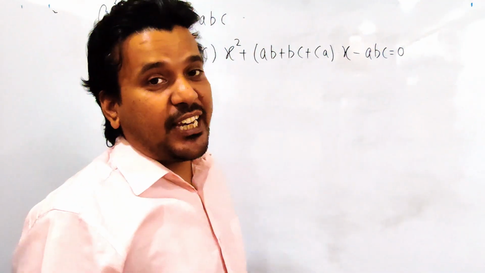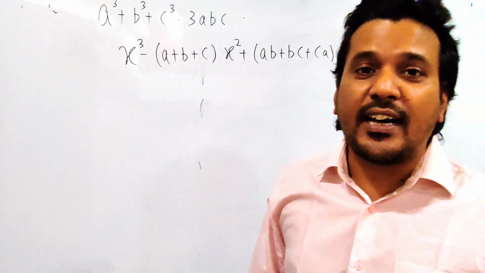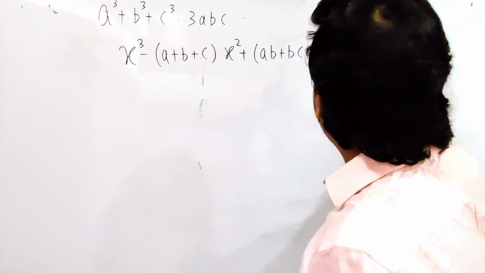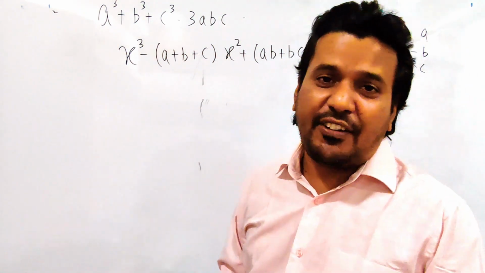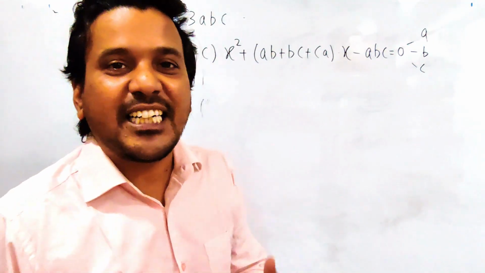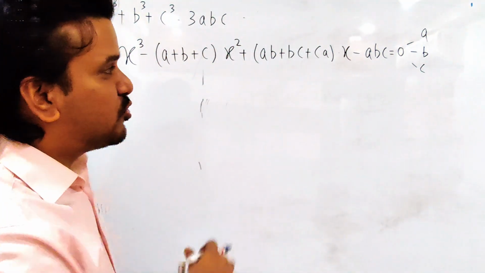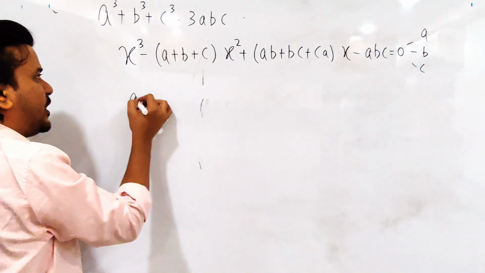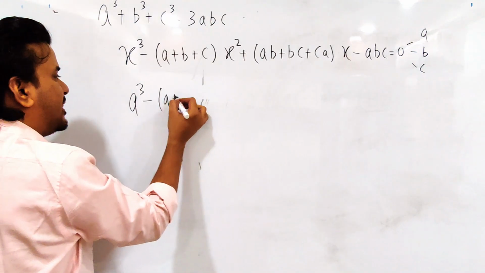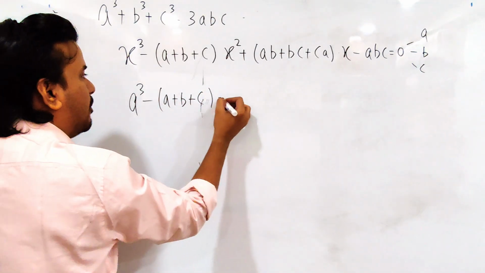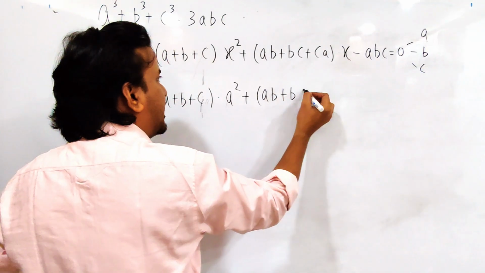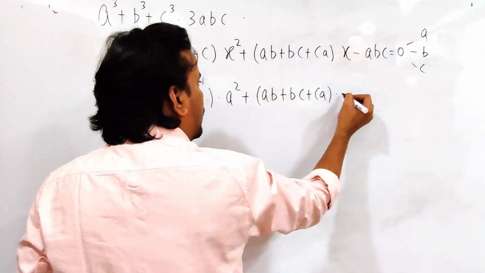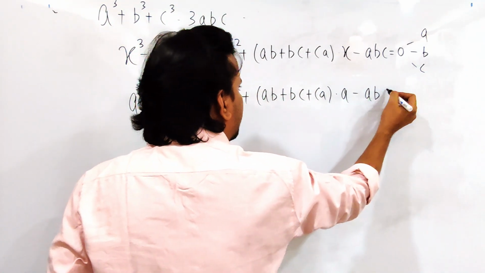What we have written? We have written an equation whose roots are A, B and C. Now definitely we all can understand if A, B, C are roots, they must satisfy the equation. So if A is a root, I can write A cube minus (A plus B plus C) multiplied by A square plus (AB plus BC plus CA) into A minus ABC equal to 0.